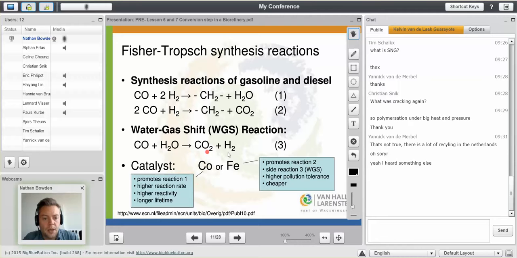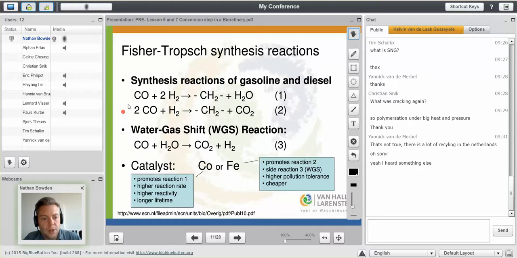As I mentioned, we quite often use metal catalysts, either cobalt or iron. These are actually the cheap ones, because we also use gold, platinum and palladium, and platinum is very, very expensive, and gold's not the cheapest either. So if possible, they use cobalt and iron. Cobalt promotes the first reaction. It has a higher reaction rate, higher reactivity, and a longer lifetime. So if you use cobalt, you're going to produce hydrocarbon and water.